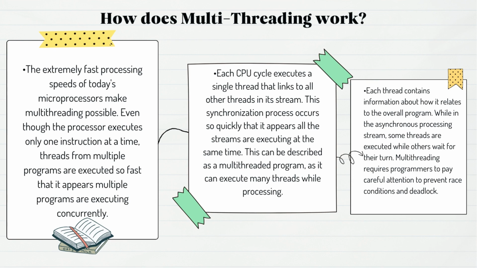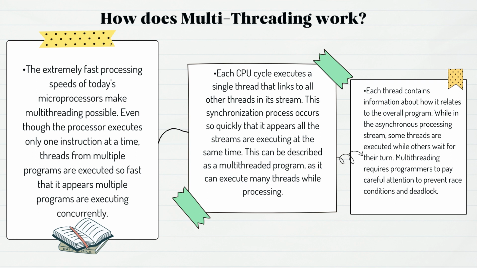Next, let's move to the working of multithreading. The extremely fast processing speeds of today's microprocessors make multithreading possible. Even though the processor executes only one instruction at a time, threads from multiple programs are executed so fast that it appears multiple programs are executing concurrently. Each CPU cycle executes a single thread that links to all other threads in its stream. This synchronization process occurs so quickly that it appears all the streams are executing at the same time.